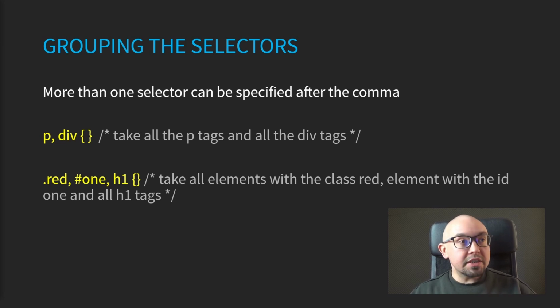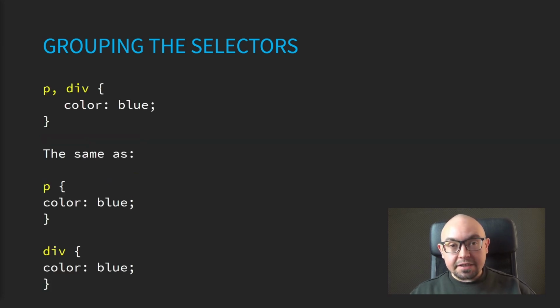After the comma, we can indicate not only tag selectors, but also class selectors, ID selectors, and every other, as you can see in the second example. And here you can see in an example that the same two rules for two different selectors are grouped into one rule for several selectors.